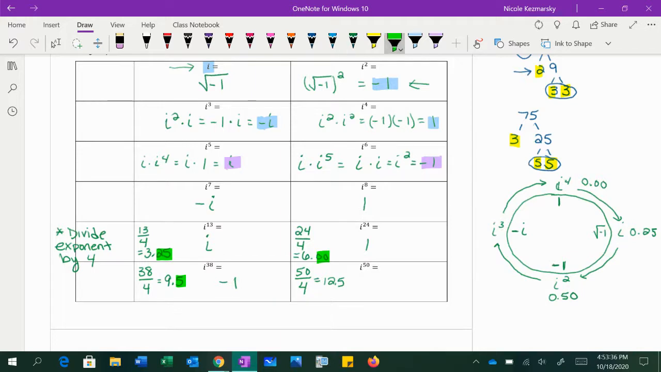And because it ends in a 0.5, it's the same as i squared, which means negative 1. The last one over here is 0.75. So it's like counting quarters. If it's 0.25, you put down i. If it's 0.5, you put down negative 1. If it's 0.75, you put down negative i. And if it's 0.0, you put down 1.